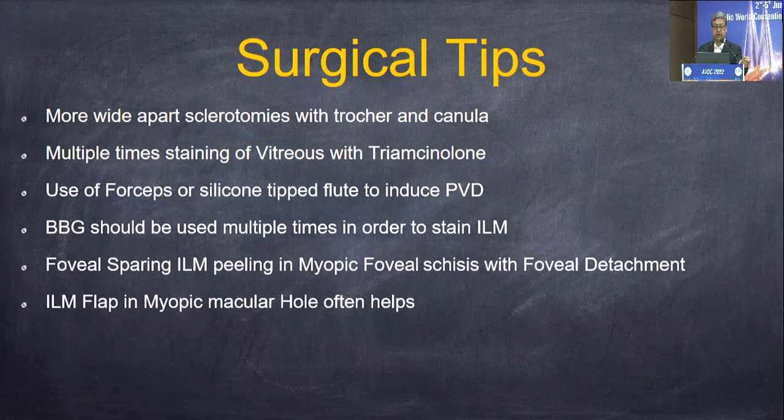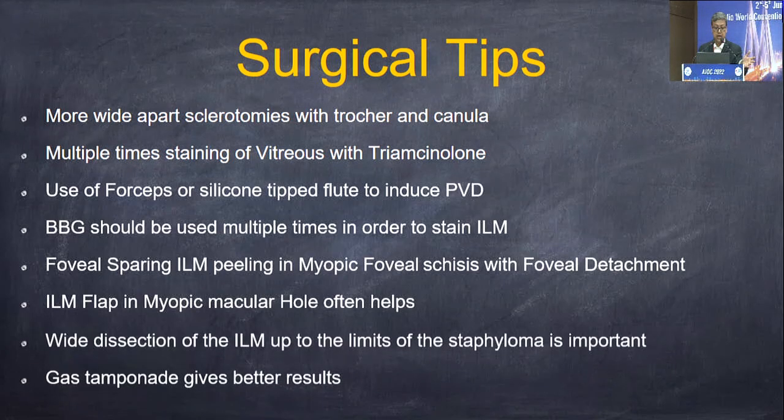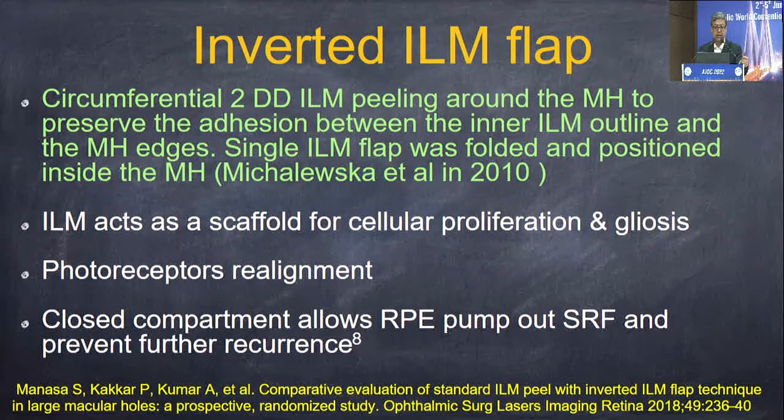An ILM flap is a better choice than conventional ILM peeling in macular hole surgeries, and wide dissection of the ILM is required, at least to the area of the posterior staphyloma. A gas tamponade gives better results. Why? Because it will cover the posterior staphyloma properly, rather than the oil. So inverted ILM peeling plays a significant role in cases where the posterior staphyloma is there and it is very difficult to close this kind of macular hole with a conventional peeling technique.